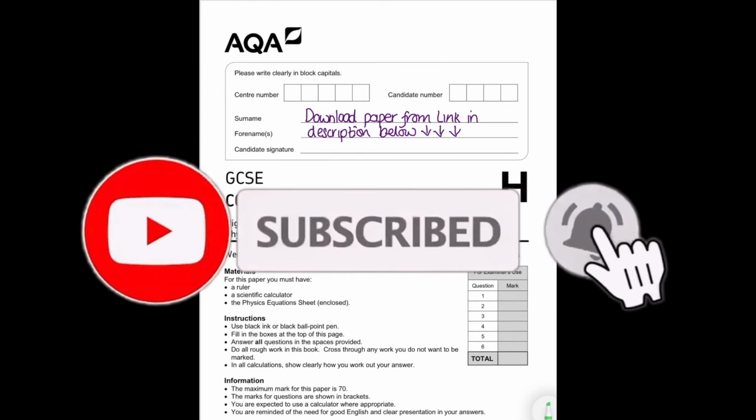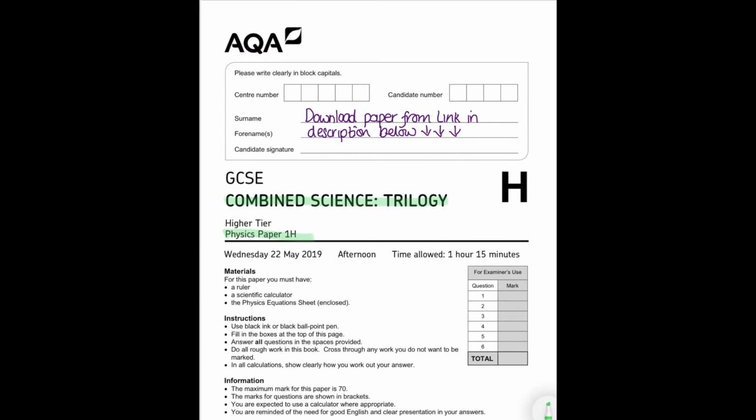So in this session we'll be looking at the AQA Combined Science Trilogy paper, Physics Paper 1 Higher Tier, and this is from the year 2019. It's always a good idea to download the paper from the description below, have a go yourself and then follow through with this video to see how you did.